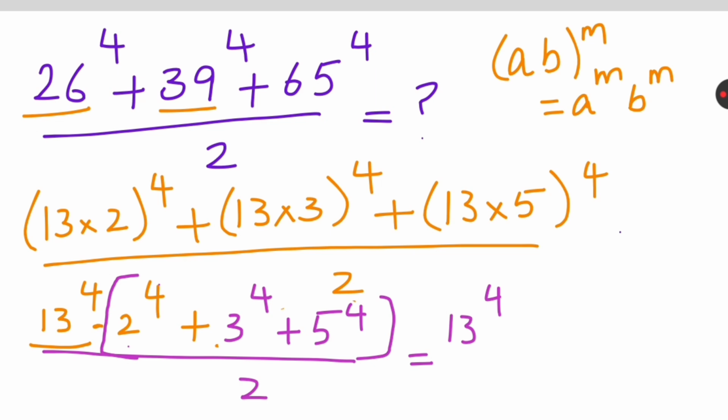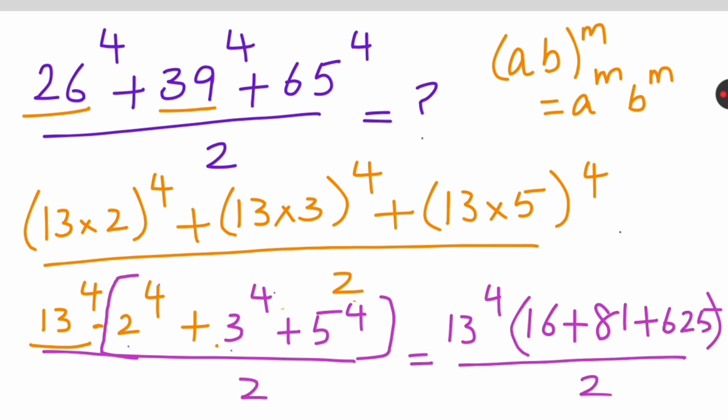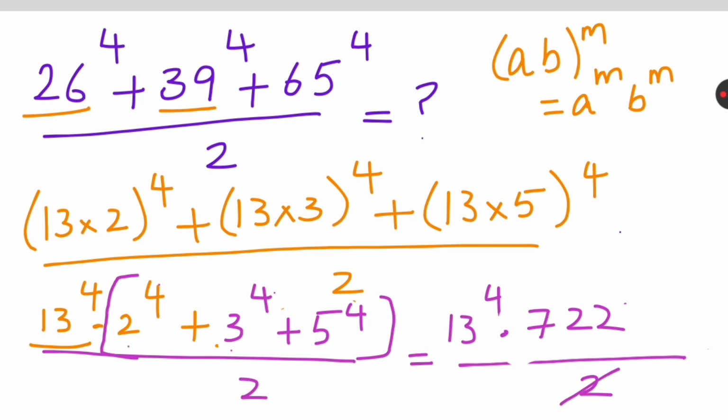And we know that 2⁴, the value is 16, plus 3⁴, the value is 81, plus 5⁴, the value is 625. After adding 16 plus 81 plus 625, we get 722. So after cancelling by 2, you will get 361. So now what we have? We have 13⁴ times 361.